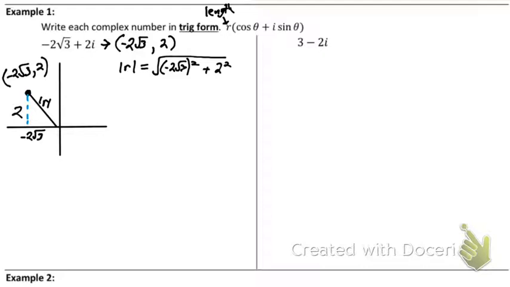If you work all your way down, you should get R equals, 4 times 3 is 12, plus 4, that is 16. So it'd be the square root of 16, which would just be equal to 4. R equals 4.